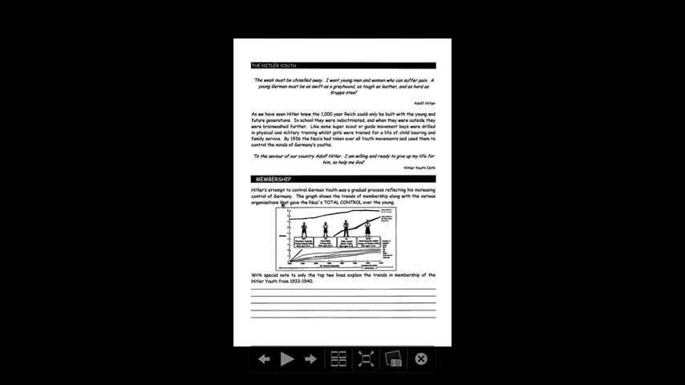Membership. Hitler's attempt to control the youth was a gradual process reflecting his increasing control of Germany. As students will see in the remaining booklets, Hitler doesn't have totalitarian control from the outset in 1934. He gradually builds up his total control over Germany. And the graph down here shows how this happens.